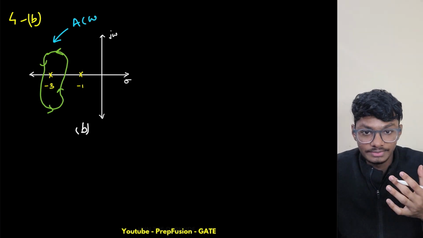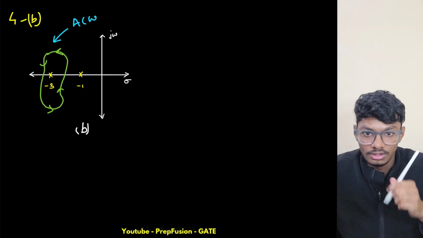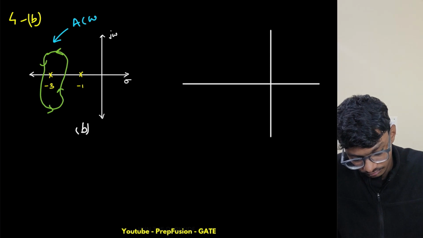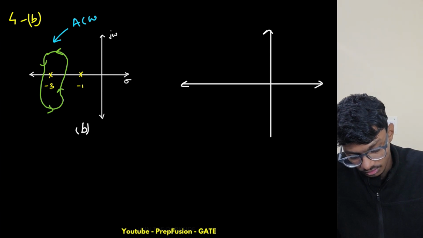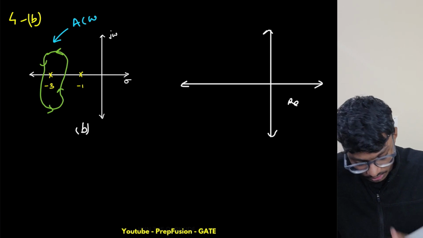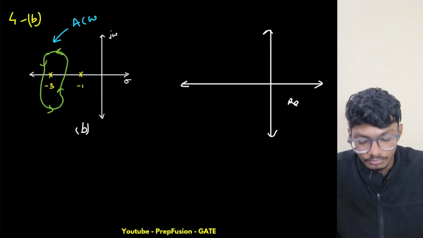And what is the number of poles that lie inside the contour? Only one pole lies inside the contour, right? So I will have only one encirclement around the origin. Okay, only one encirclement around the origin, and the mapped contour will be in the clockwise direction this time, because the initial contour was in the anti-clockwise direction.